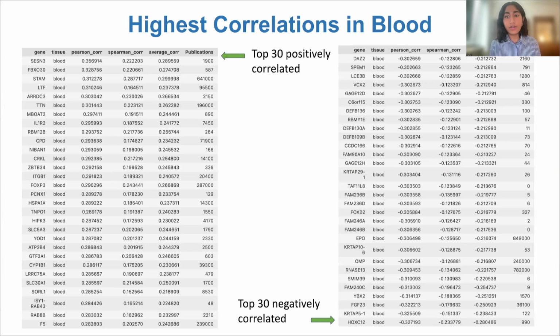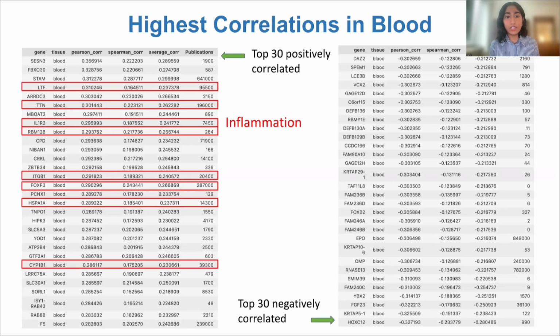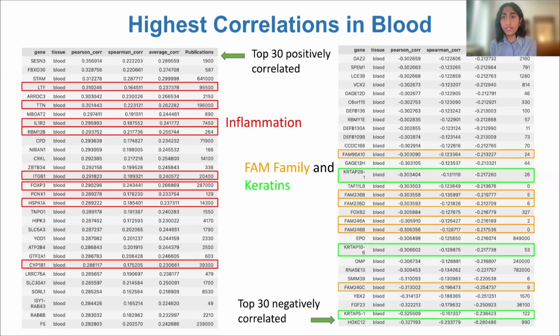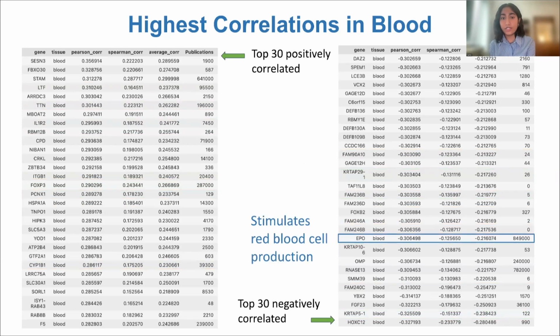Next, here are the top 30 positively and negatively correlated genes in blood tissue specifically. The results show clear upregulation of genes associated with inflammation, such as the IL-1 receptor and TTN, and the downregulation of keratins and FAM family genes. An interesting result is the downregulation of EPO, which is a well-known hormone that the kidneys naturally make to stimulate the production of red blood cells.